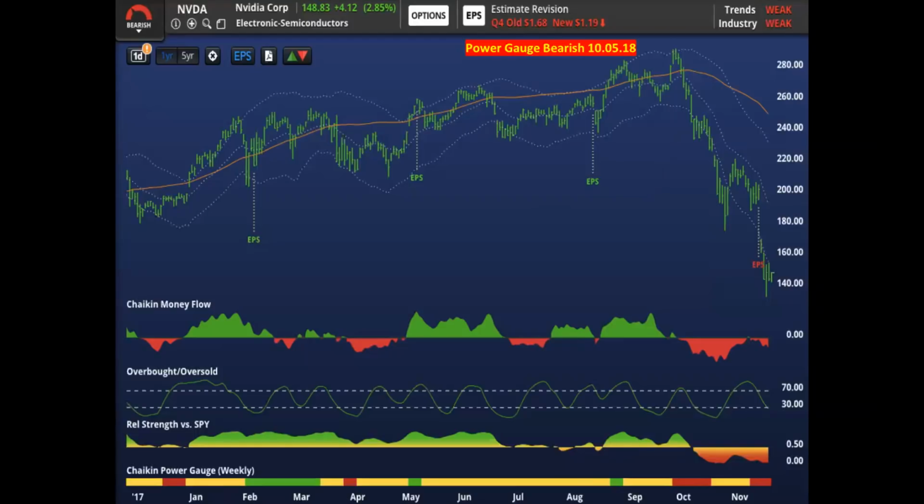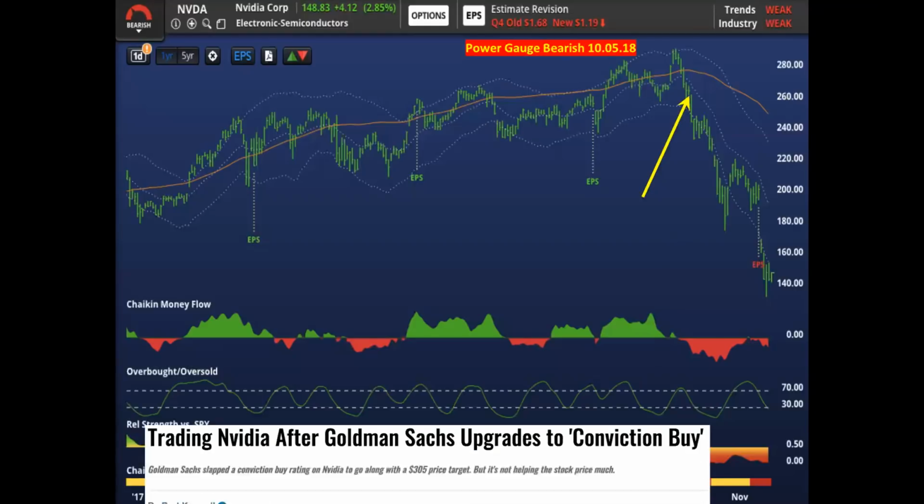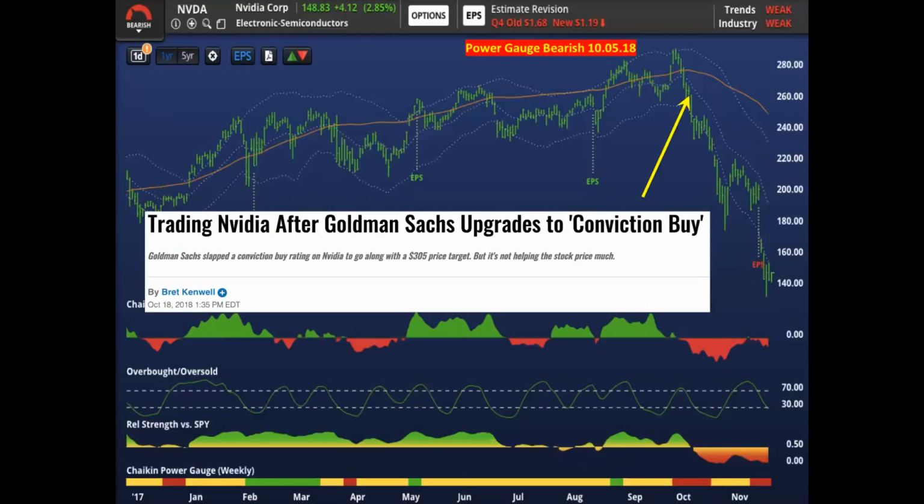And at times, the power gauge rating was bullish and it was outperforming the market. But after that peak at about 288 in October, the power gauge turned bearish on October 5th at a price of 260. 2 weeks later, Goldman Sachs made NVIDIA a conviction buy. That's their strongest buy rating. Where was the stock? 240. What happened? It dropped to 140. This is not a knock on Goldman Sachs. Wall Street research, like everything in life, is not perfect.